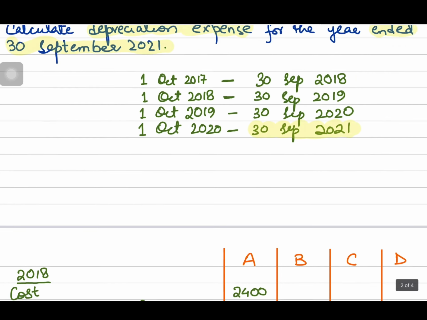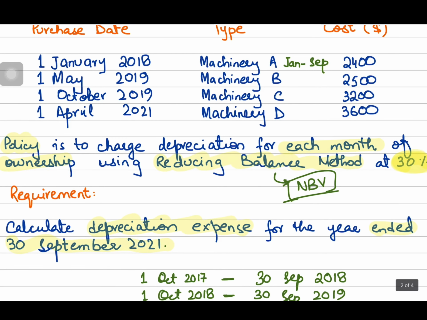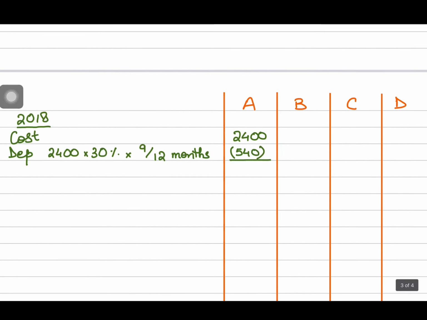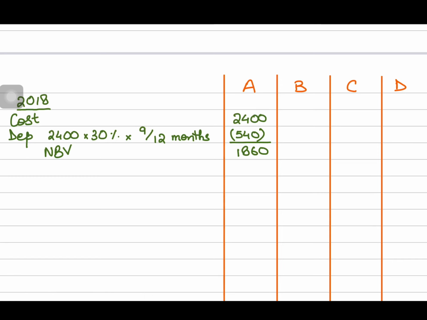right? Are we purchasing any other asset in the same year, for the year ended 30th September 2018? No, because now the year has changed, it is 2019, so this will fall in the next year. So that's it. Let's calculate its net book value, and that would be 1860. Now let's move to the next year, and that year end would be 2019.